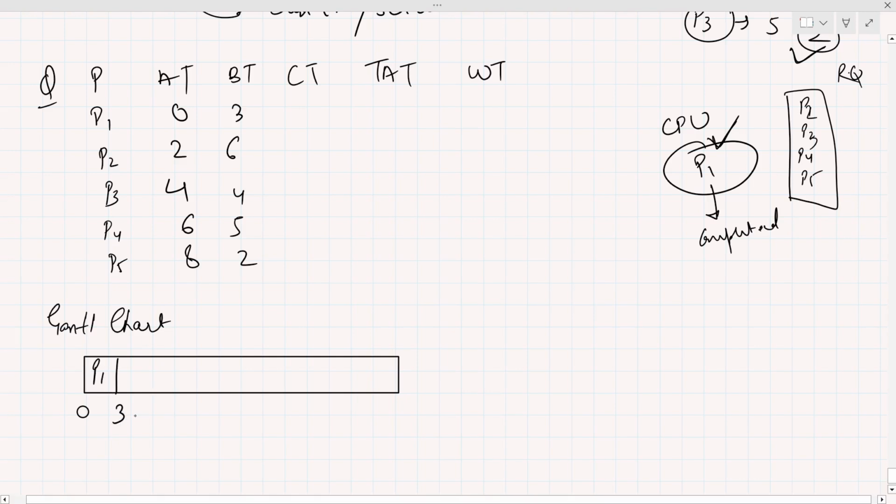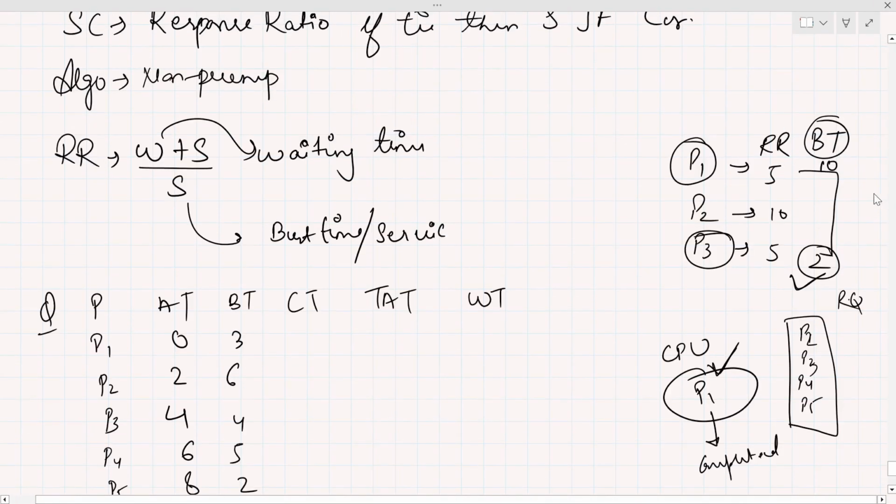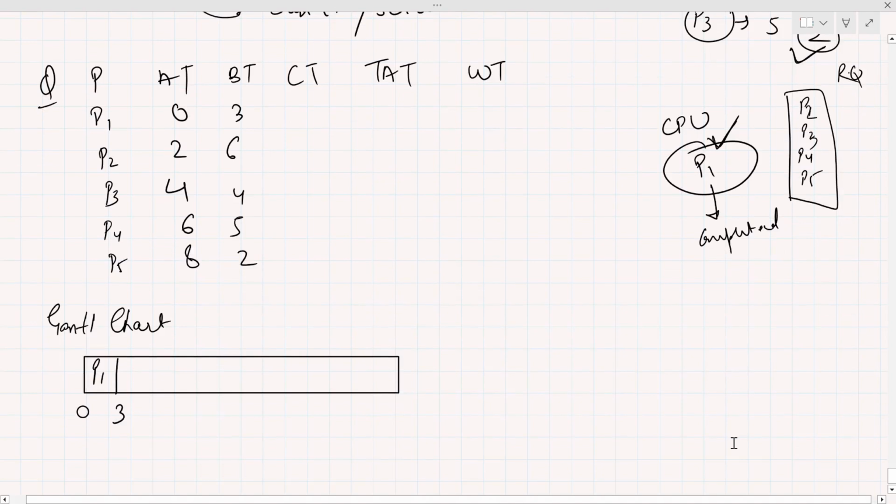Why do I write 0 to 3? Here you can see that at arrival time 2 we have one process as well. But why do I write 0 to 3? Because it's a non-preemptive process. If a process gets the CPU, it will execute completely and then terminate. Now we have 3, so P1 is successfully completed.